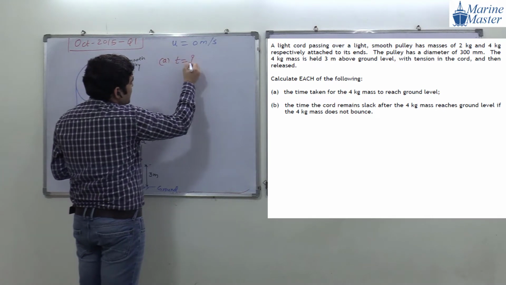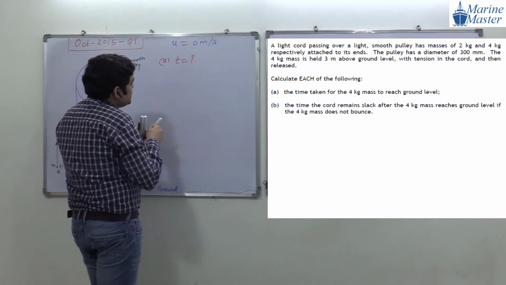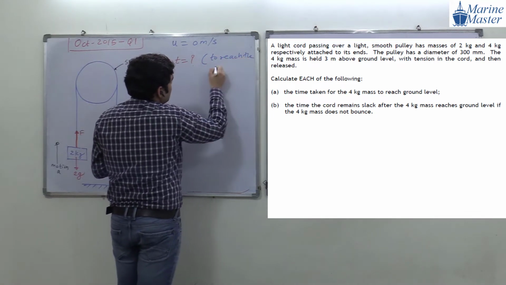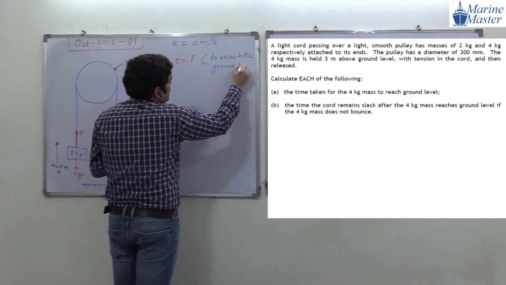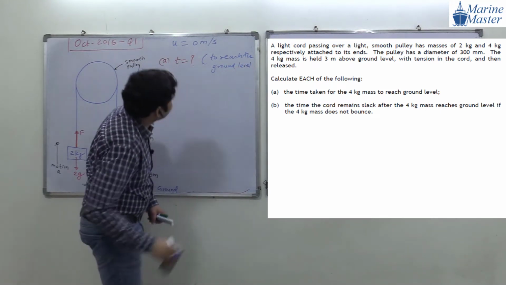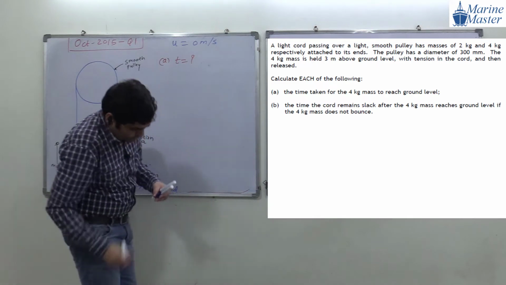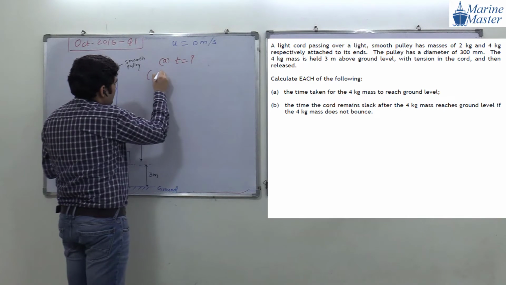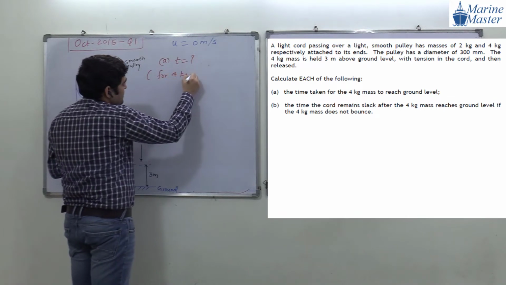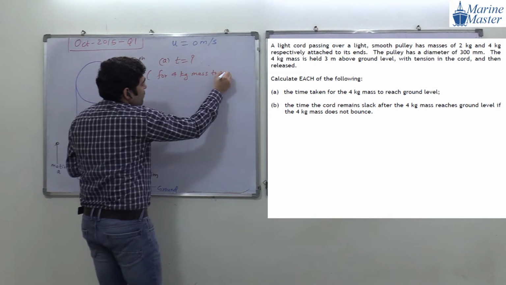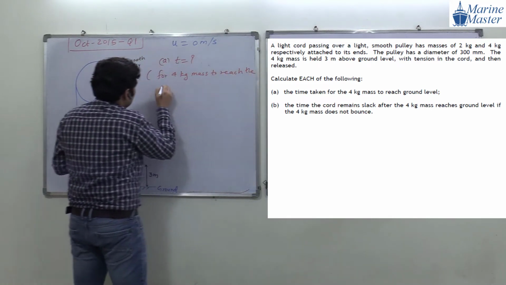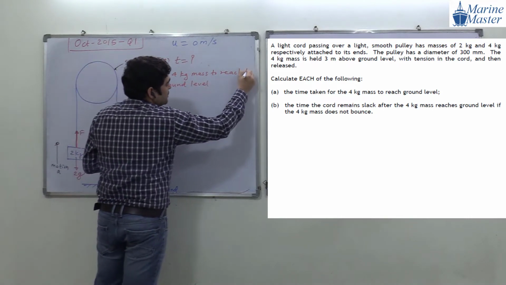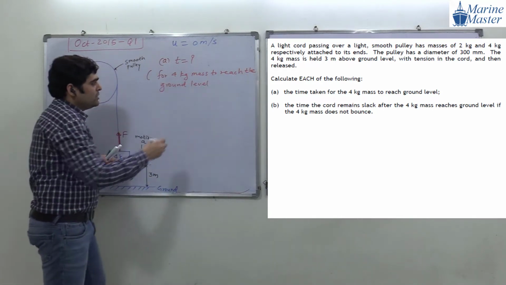So here in the A part, they are asking us time. Time for what, guys? To reach the ground level. Try to see the scenario here, for the 4 kg mass to reach the ground level. Okay, guys, are you getting my point? Anyone have any doubt in this discussion?